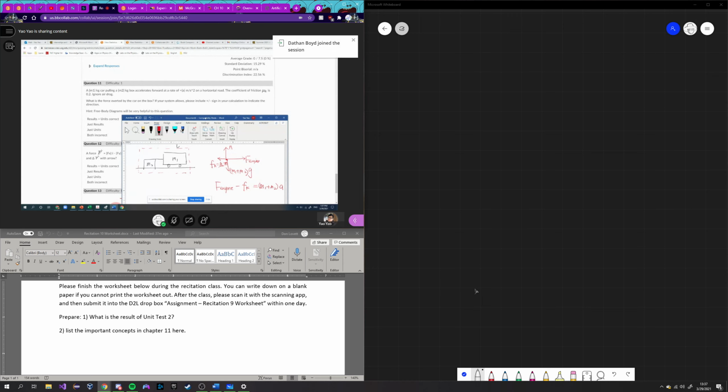So if the question is asking you about the engine force, this type of analysis will give you the quickest way to solve the problem. However, this question is not asking you about the engine force. Instead, it's asking you about the force exerted by the car on the box, and that is the internal force if you are considering the two masses as one system.